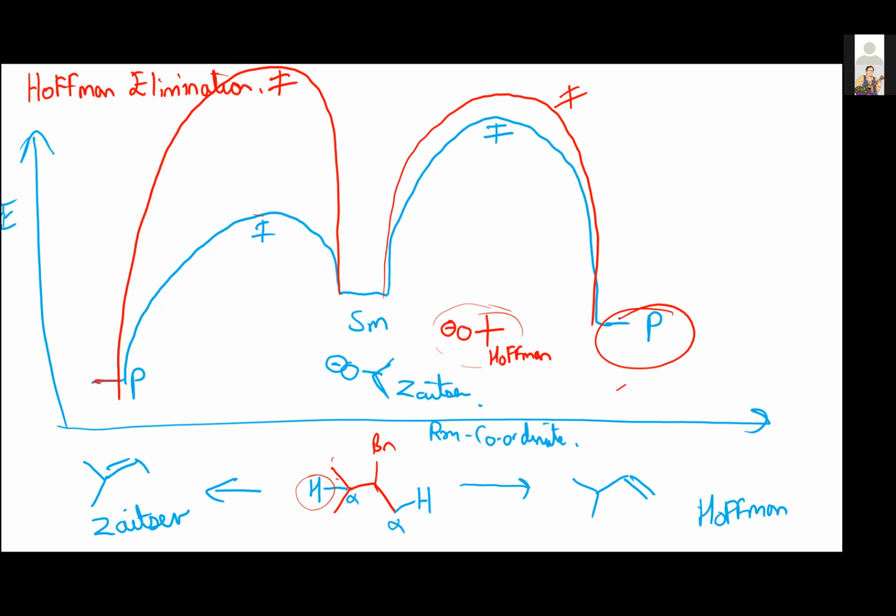Okay, great. Somebody asked me a really smart question, which is, how do I tell if something's a Hoffman base or a Zaitsev base? This is how you tell. You refer to this list. And this refers to both these molecules and their neutral species.